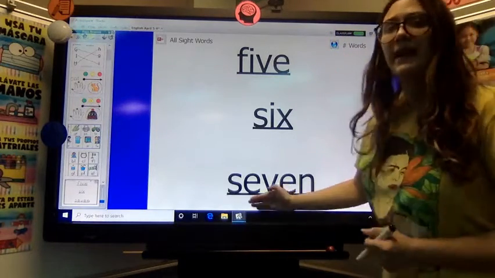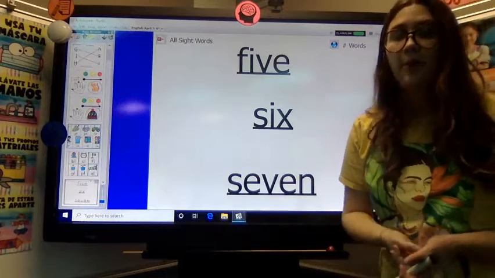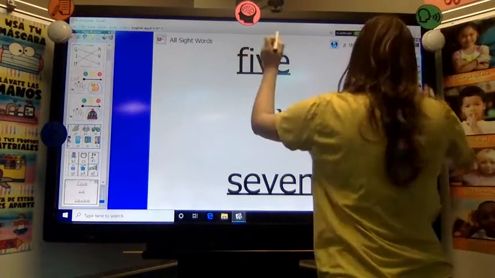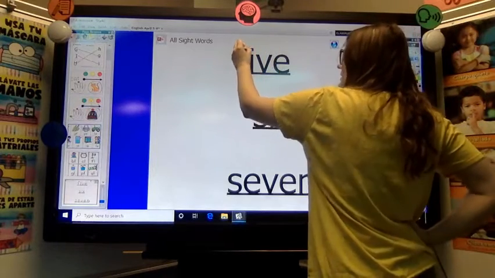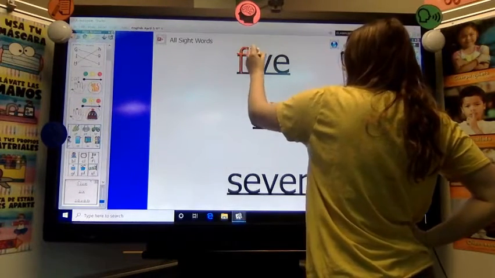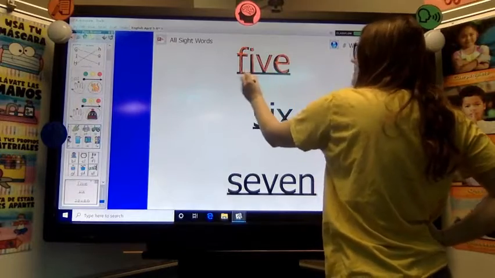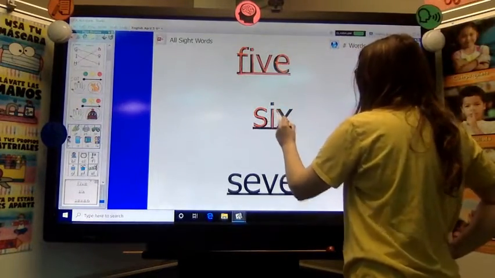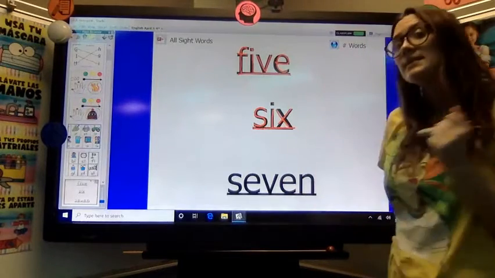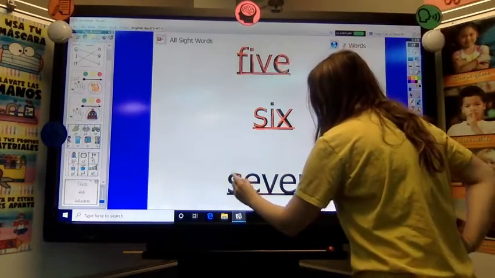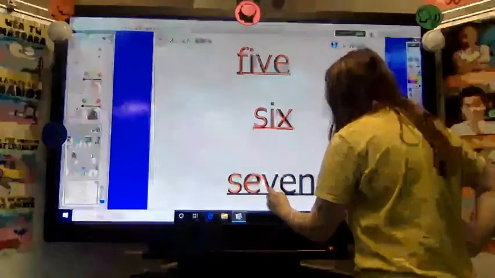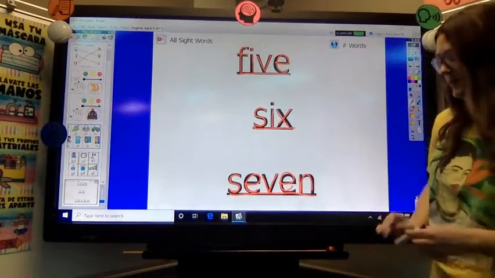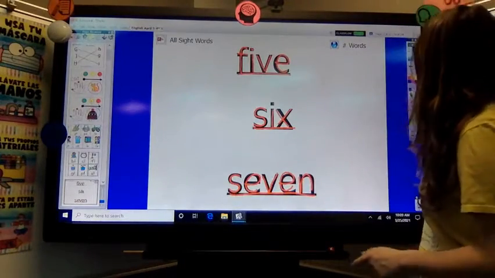Great. So you might recognize some of these words from our number song from before, right? But let's practice them together. All right. So this one is F-I-V-E, 5. Good. S-I-X, 6. And this is a longer word. S-E-V-E-N, 7. So we'll keep practicing our number words.